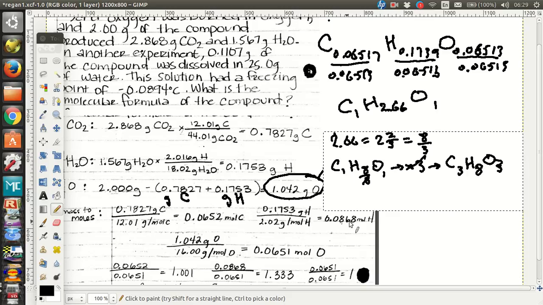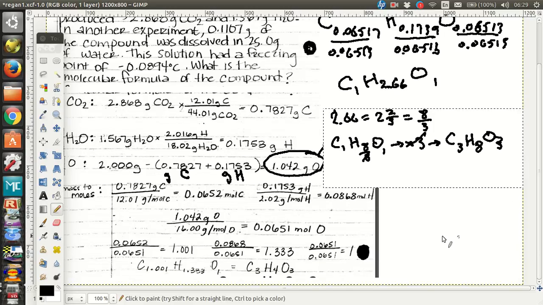Now, Nicole, here's where your mistake came in. Down here, right here, you divided 0.1753 grams of hydrogen by the molar mass of hydrogen, but you put the molar mass of 2 hydrogens, not 1 hydrogen. That's why you had a 1.33 here instead of a 2.66 there. That's why you had C3H4O3 instead of C3H8O3. And that's going to be very important. Why? Because we don't want the empirical formula, we want the molecular formula, all right? So let's find the molecular formula.